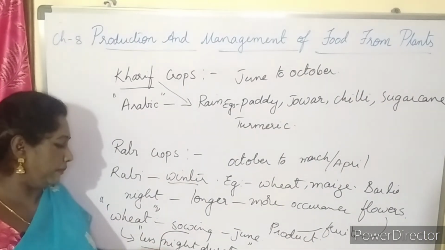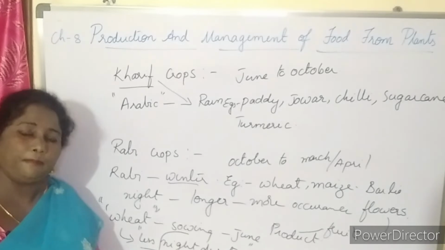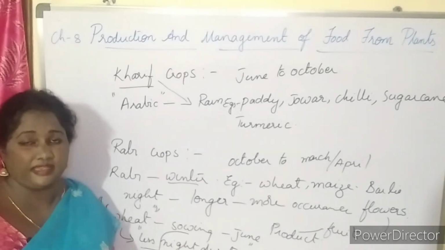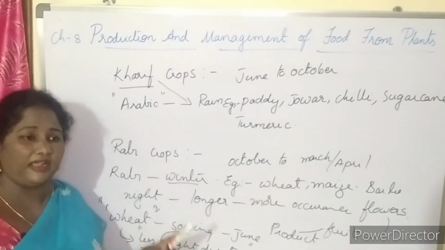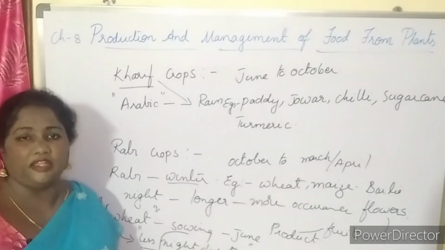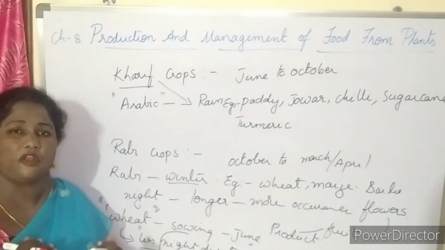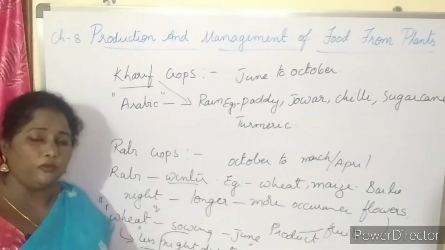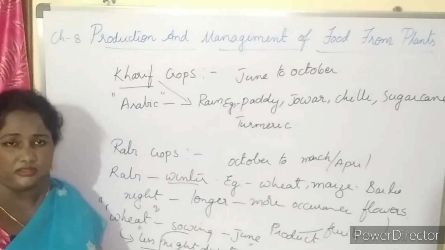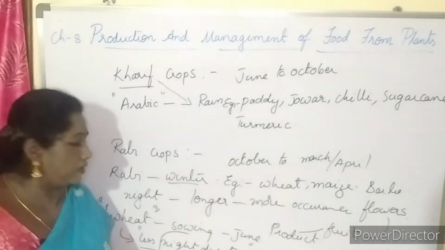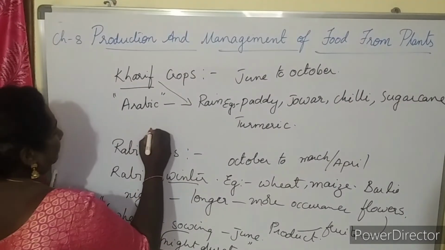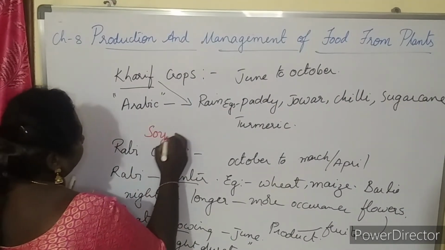In the same way, based on night duration, there are some crops where the duration of night doesn't matter at all. Whether the night is short or longer, they give more yield, short or long, and they give more production also. An example of such a crop is soya beans.